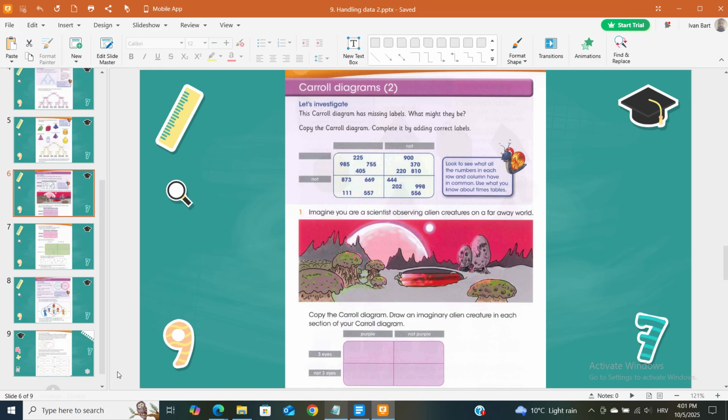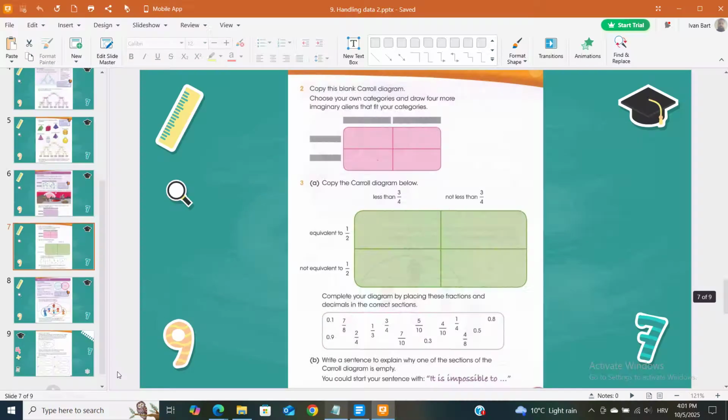1. Imagine you are a scientist observing alien creatures on a faraway world. Copy the Carroll diagram. Draw an imaginary alien creature in each section of your Carroll diagram. 3 eyes. Not 3 eyes. Purple. Not purple. 2. Copy this blank Carroll diagram. Choose your own categories and draw 4 more imaginary aliens that fit your categories.